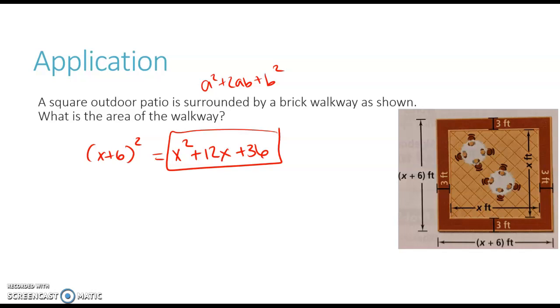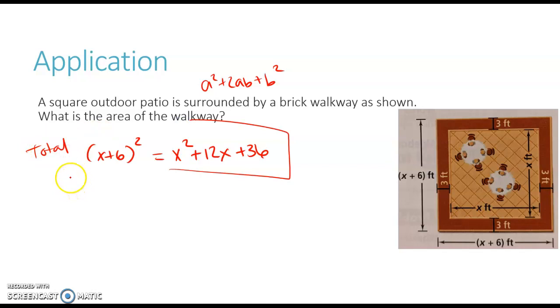Now, well, I say that's my final answer, but it wants to find the area of the walkway. So we want to find this brick walkway. And since we want to find the walkway, we need to take the total area, which is this, total. And we need to subtract the area of the patio. So the area of the patio is x by x.